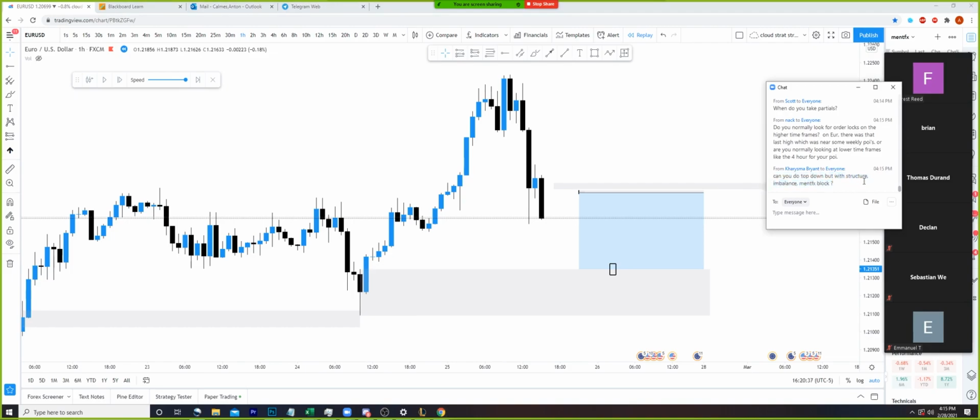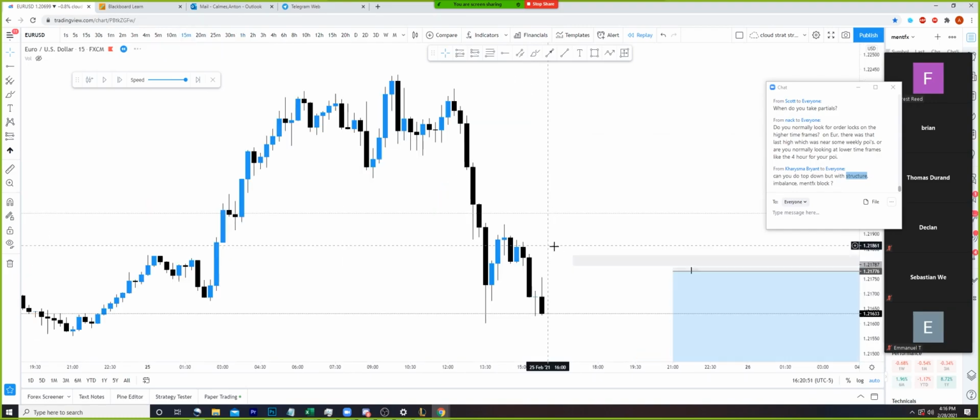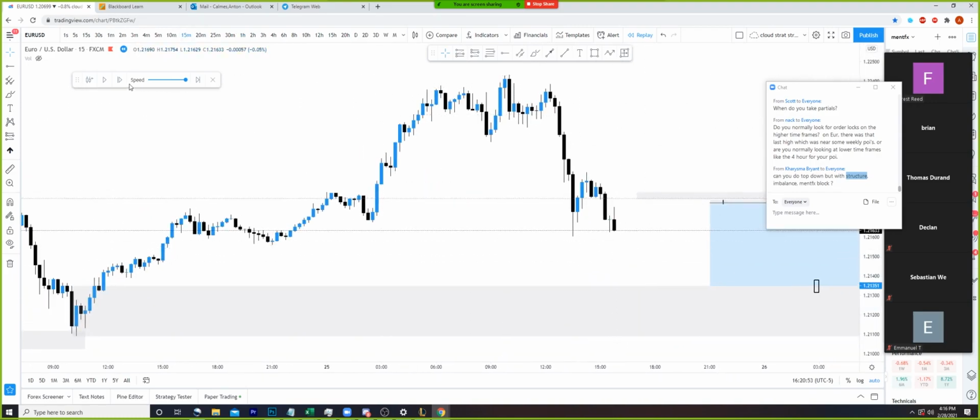Can you do top down but with structure and balance, MentFX block? Yeah, you can. That's exactly what we do. That's kind of what we just spoke about a second ago at the beginning of this, when we looked at EU and potential future projections, right? So we left behind the supply zone, as you can see right here. And at this point, I'm not sure, was I on the 15-minute? We can keep playing this out a little bit.